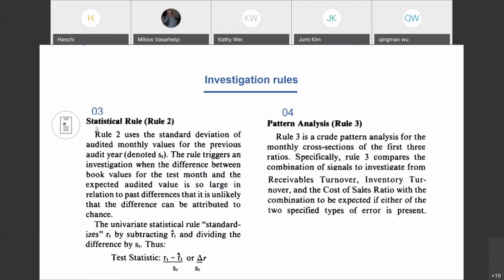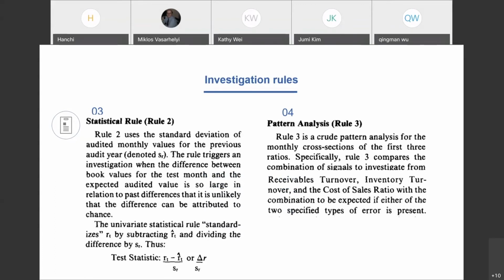The second one is the statistical rule, which uses the standard deviation of the audited monthly value for the previous audited years. The rule triggers an investigation when the difference between the book value for the test month and the expected audited value is so large that it is unlikely to be just coincidence. Here is a formula, easier to understand.